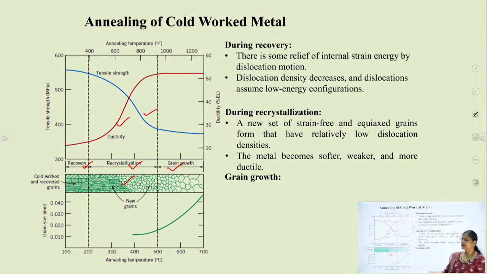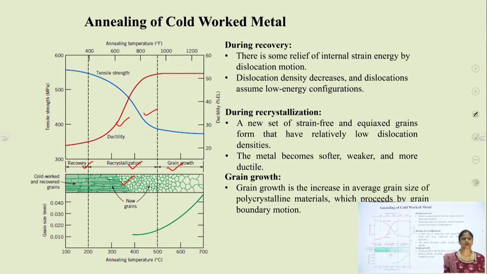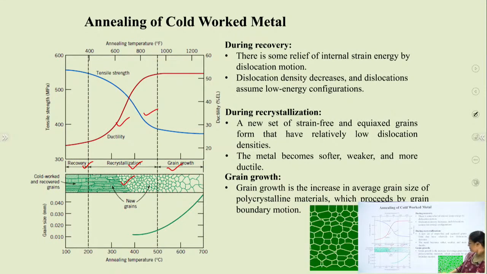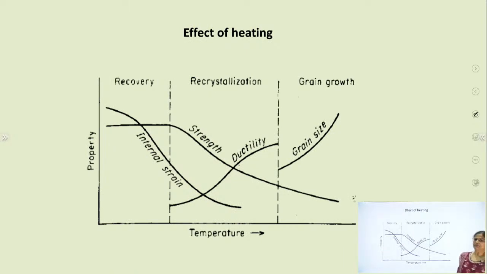And after the recrystallization, there is grain growth. During grain growth, what happens? Grain growth is the increase in average grain size of polycrystalline material, which proceeds by the grain boundary motion. So, regarding the effect of heating during the annealing process, there are 3 stages: recovery, recrystallization and grain growth.